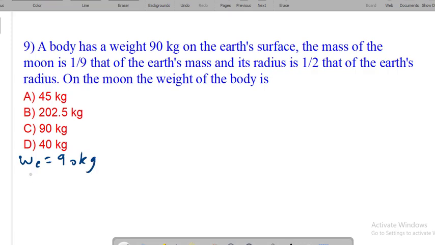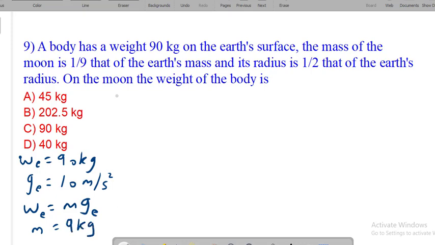Now if we take g, the acceleration due to gravity on Earth, let us take it as 10 meter per second square for the sake of simplicity. So we know weight is mass into g. So mass is constant, weight changes because of the value of g. The value of g is different for Earth and Moon, but mass will be the same for any body. So WE is 90 and GE is 10, so the mass comes out to be 9 kilograms. We'll be using this data afterwards.